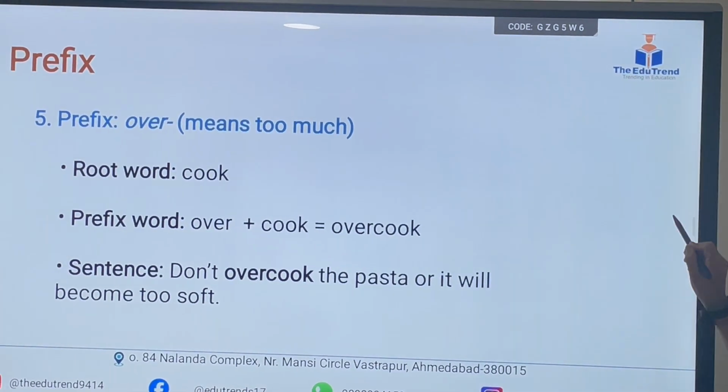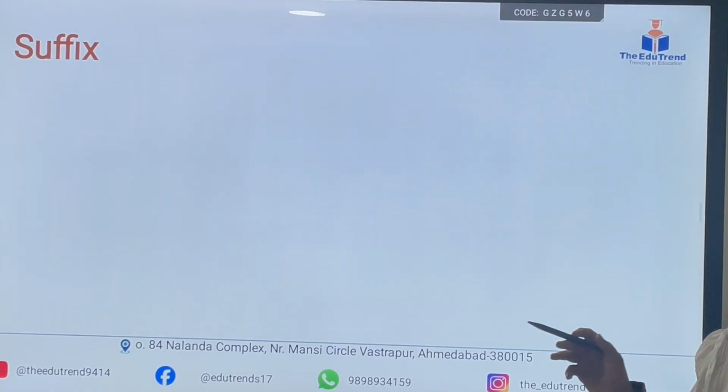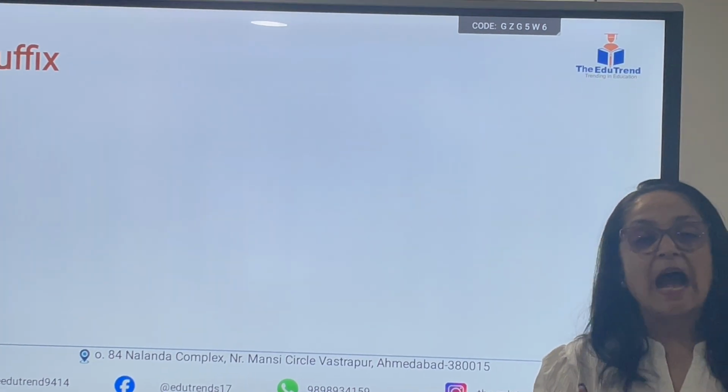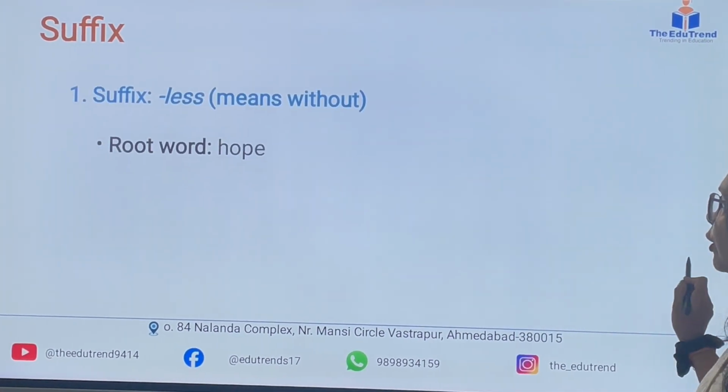Okay, moving on to the next example, and that example is of suffix. Now we will add some words after the main word, or after the root word. Here goes an example of the same.